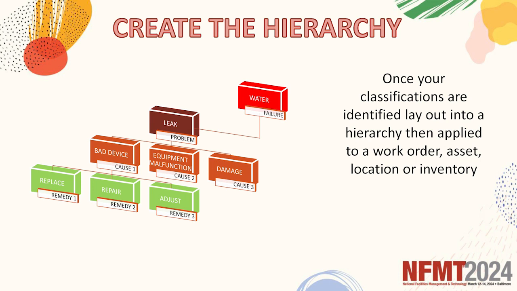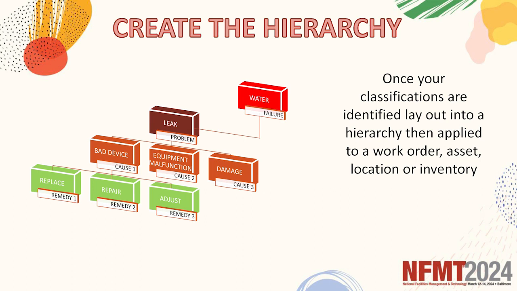All right? So let's take water. Water would break down as a failure into leak. From leak being a problem, we can look at the causes: bad device, perhaps an equipment malfunction, damage. People break stuff all the time, right? You could be in the middle of a mechanical room and accidentally step on something and break it, damage. From there, we're going to look at bad device and see what remedies we would have for that. Replacement, repair, or just adjusting.